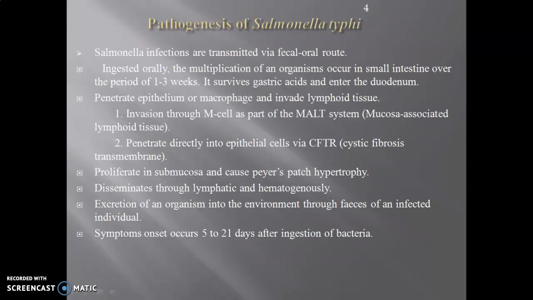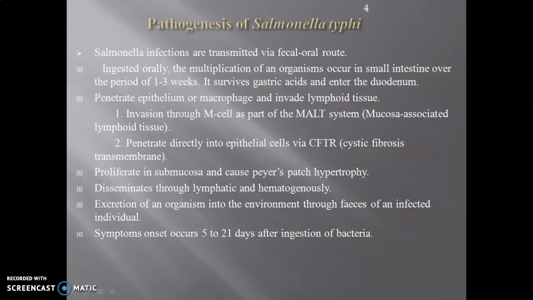Now comes the pathogenesis of Salmonella typhi. Salmonella infections are transmitted via the fecal-oral route. Salmonella typhi and Salmonella paratyphi cause typhoid fever. These bacteria are ingested orally and survive the gastric acids and then enter into the duodenum, which is the first part of the small intestine. When they enter the duodenum, they can penetrate through the intestinal epithelium and invade into the lymphoid tissue.